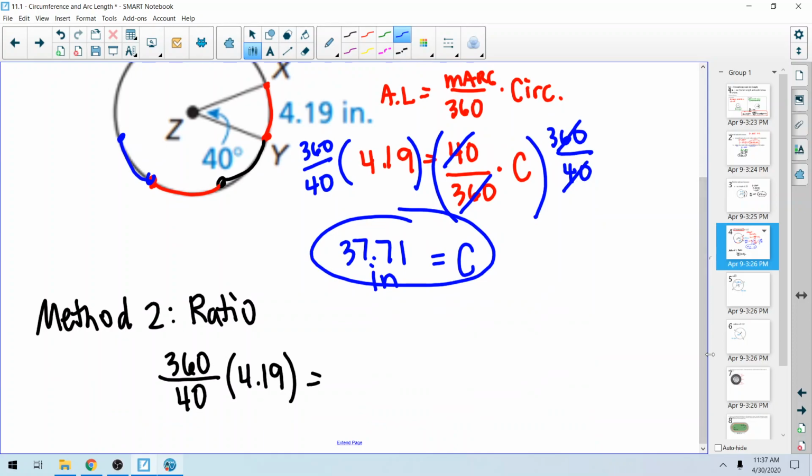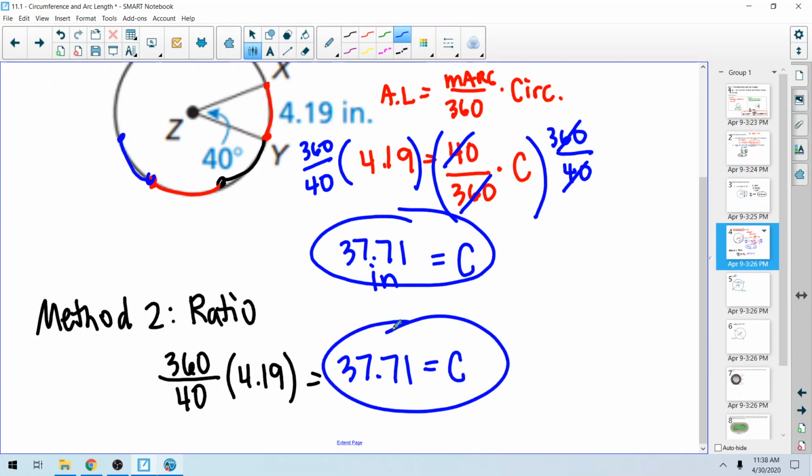So we're going to do 360 over 40, and let's see what we get. So Control Divide, 360 divided by 40 out to the side times 4.19. Control Enter, 37.71 is the whole way around the circle. Okay, whatever works best in your head.